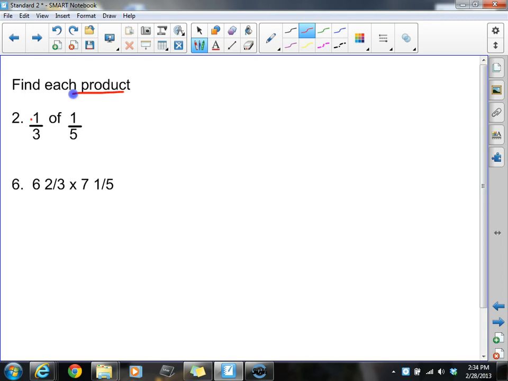So here we go. 1/3 of 1/5. Now, remember, multiplication of fractions is actually very, very simple because the only thing we do is multiply the numerators together and multiply the denominators together. So I'll write it like this: 1/3 times 1/5. 1 times 1 is going to be 1. 3 times 5 is going to be 15. So my answer is 1/15. Very, very simple.